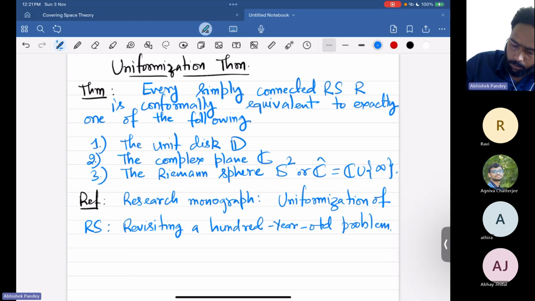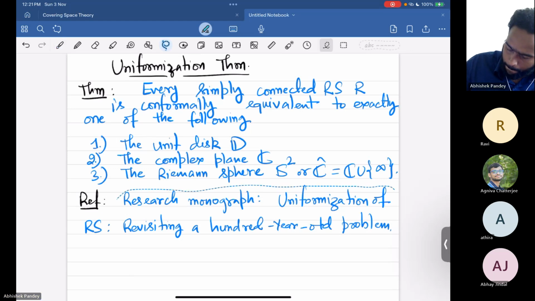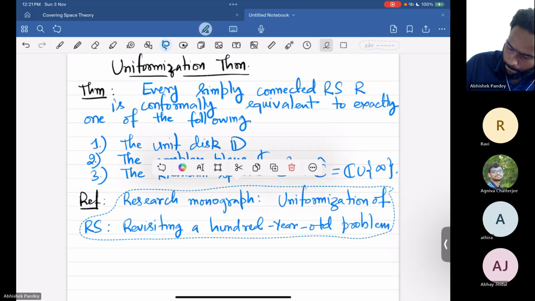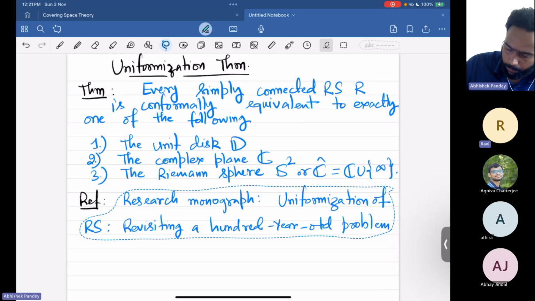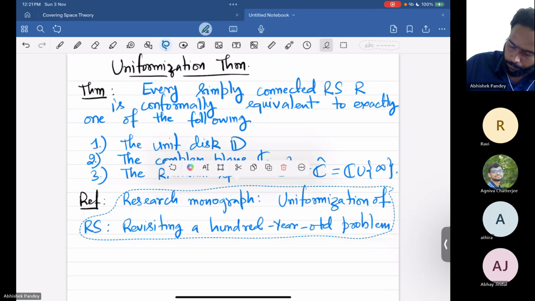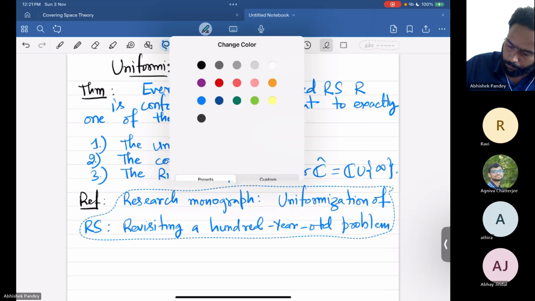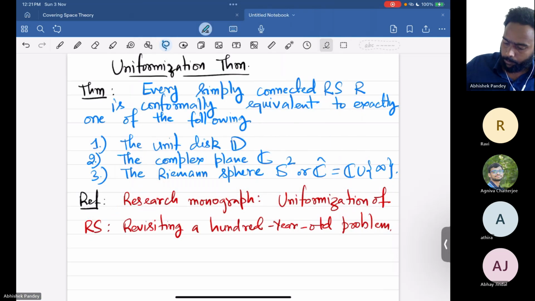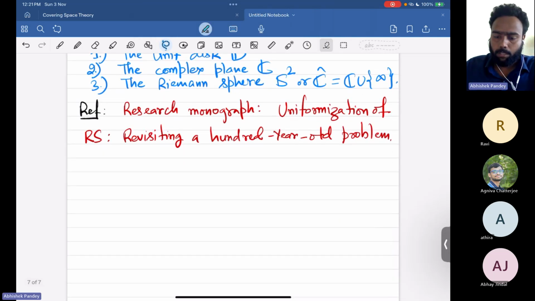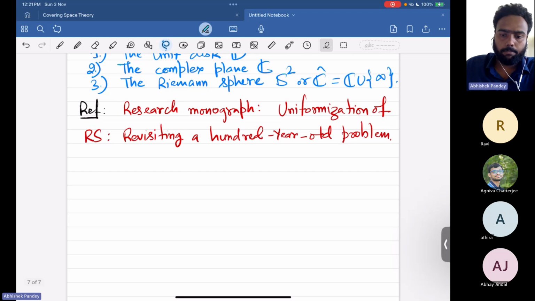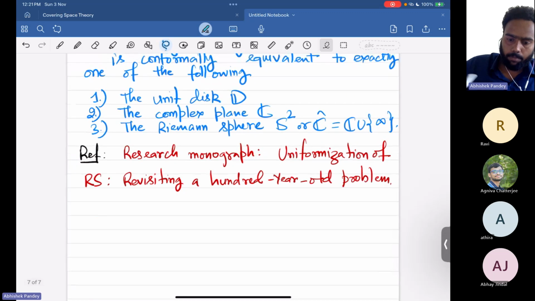Okay, so one can go through this one. Conformal equivalent means biholomorphic, right? Yes, you said exactly that earlier. Okay, so now we'll just use this uniformization theorem for our representation of Riemann surfaces.